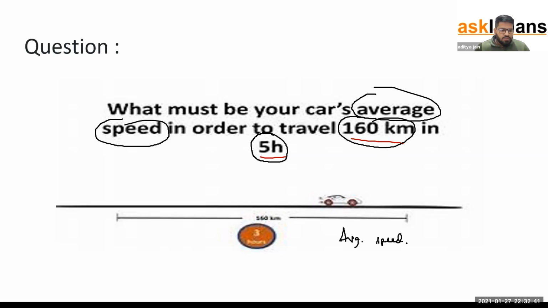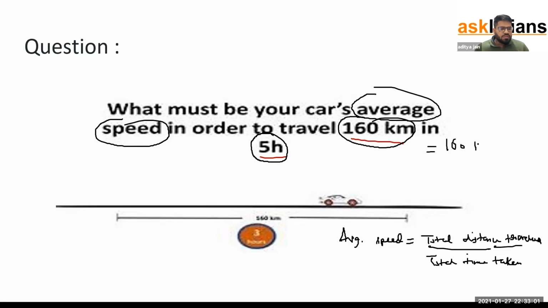Average speed will be total distance traveled by the car divided by total time taken. Yes or no? So what is the total distance traveled given to us? It is 160 kilometers. And what is the total time interval? It is 5 hours. So your answer will be 160 by 5, which will give you 32 kilometer per hour. So that will be the average speed of the car. I think this is clear, how to calculate average speed. Now the next question.